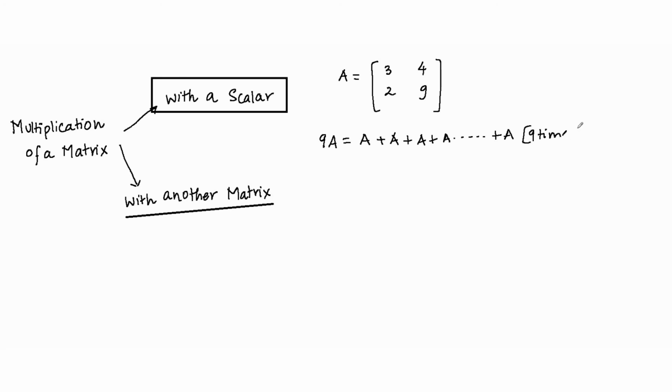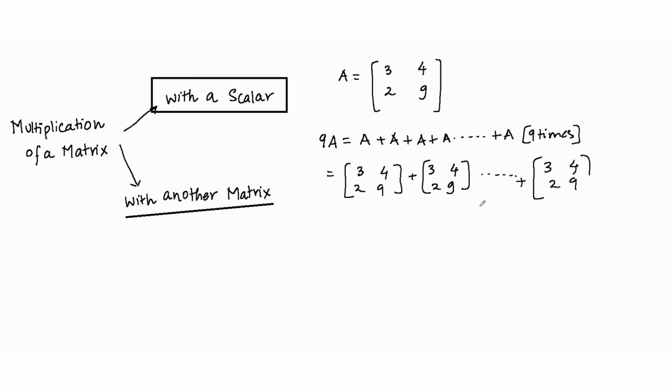And now I know that I know how to add matrices. So it would be 3, 4, 2, 9 plus 3, 4, 2, 9, and this is going to happen 9 times, right? So 3, 4, 2, 9. I'm going to add the individual elements. So 3 plus 3 plus 3, and you will notice that 3 gets added 9 times, which is equivalent to multiplying 3 by 9. Similarly, the element 4 also gets added 9 times.